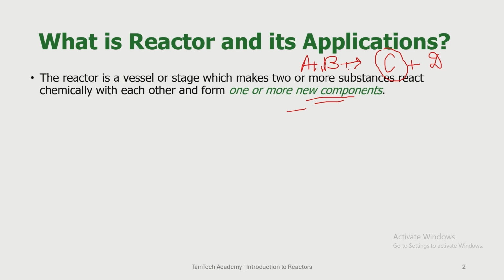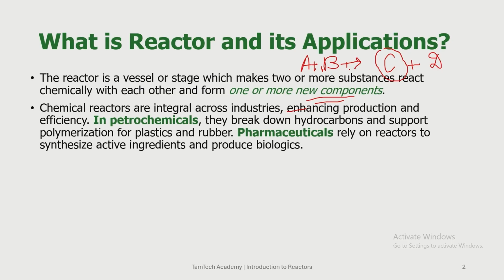Reactors or reaction kinetics is one of the most common subjects taught during university classes. Let's see what the typical applications are. The number one application is in the petrochemical industry, because in the petrochemical industry the reactors are used to break down some hydrocarbons, and also support polymerization reactions for plastics and rubber applications. The main aim here is to be an integral part across the industries, enhance the production and also increase the efficiency. Okay?